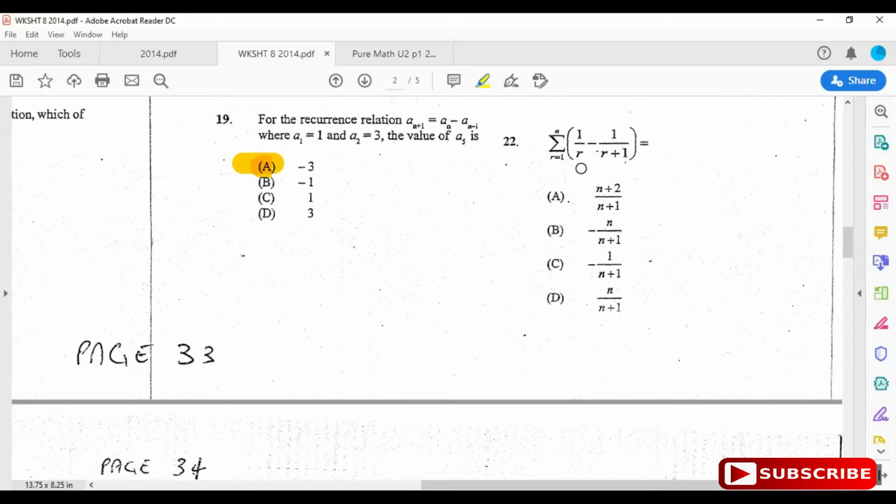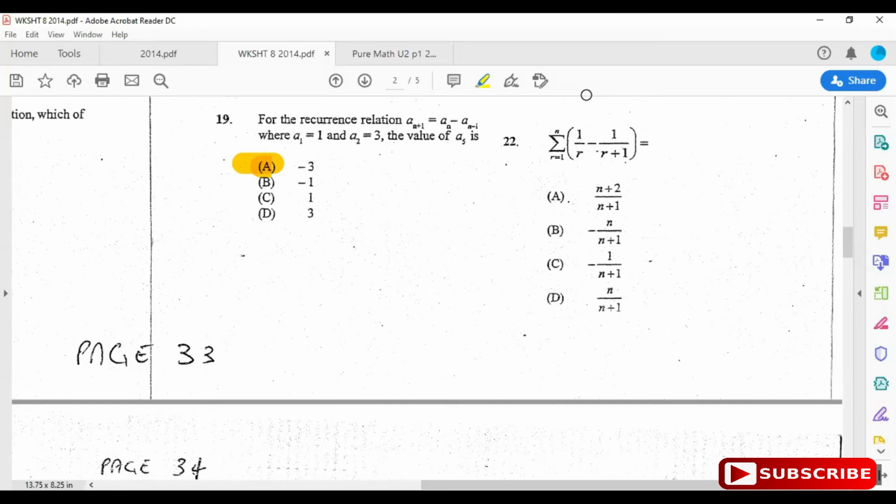Well, we did the question with the sum of 1 over r plus 1 minus the sum of 1 over r. Now they switch it up and put 1 over r minus 1 over r plus 1. They love to do that. Sometimes you'll see 1 over r plus 1 minus 1 over r, and next time you'll see the sum of 1 over r minus 1 over r plus 1. So you have to be very careful.